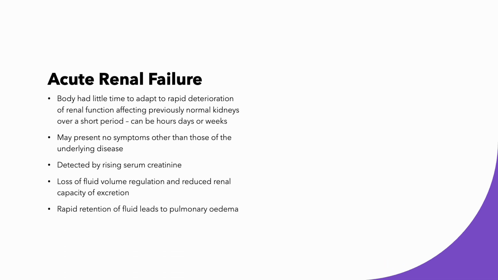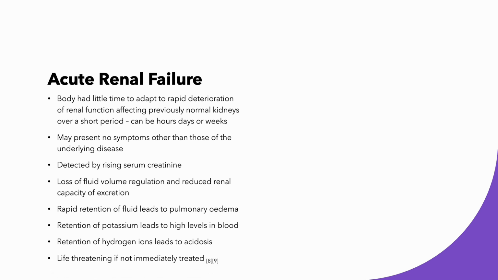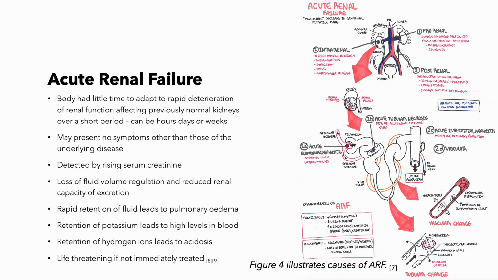of the kidney. Rapid retention of fluid leads to pulmonary oedema. Retention of potassium leads to high potassium levels in the blood, and retention of hydrogen ions leads to acidosis. And all of these conditions can be life-threatening if they are not treated immediately. Here, figure 4 shows some causes of acute renal failure, which you can look at in your own time.